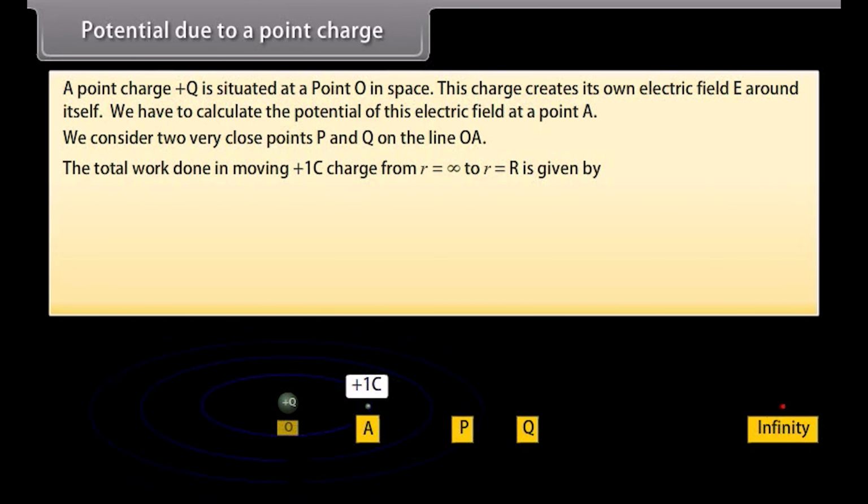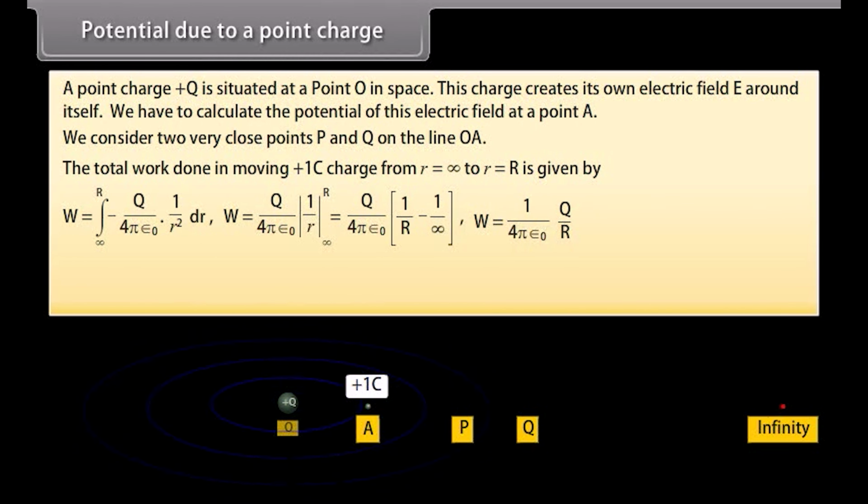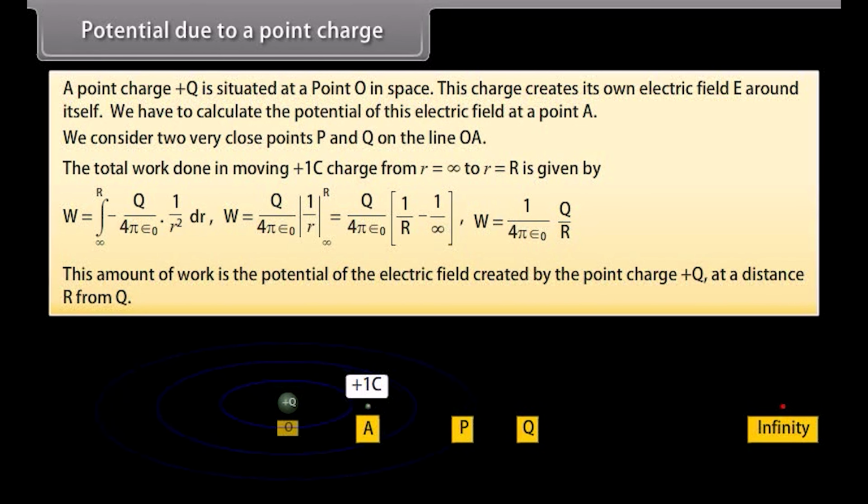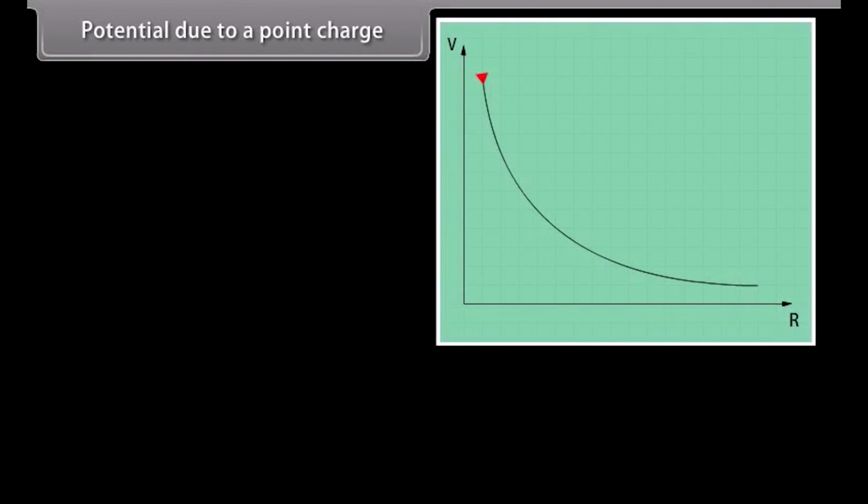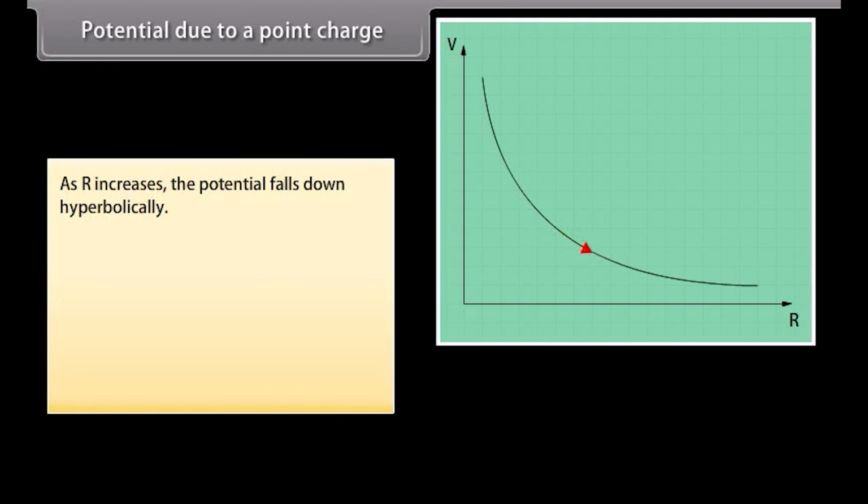The total work done in moving plus 1 coulomb charge from infinity to point R is given by W equal to 1 upon 4 pi epsilon naught multiplied by Q upon r. This amount of work is the potential of the electric field created by the point charge plus Q at a distance r from Q. We can show in the graph that as r increases, the potential falls down hyperbolically.